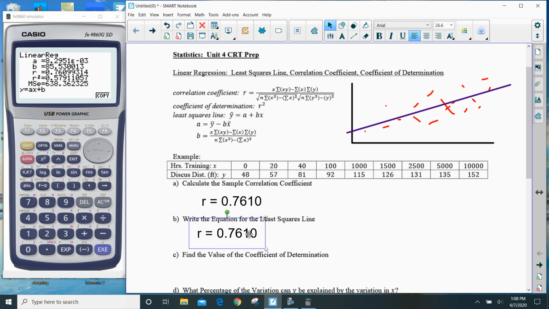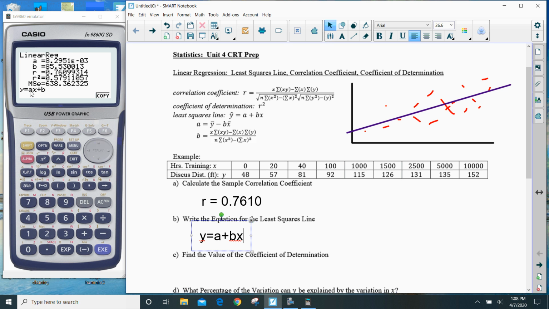Actually, I'll get right to it right now. Okay, we're looking for something that is y hat, I can't really make a hat right now, y hat is equal to a plus bx. But take a look at what they have it as. They have it as y is equal to ax plus b.